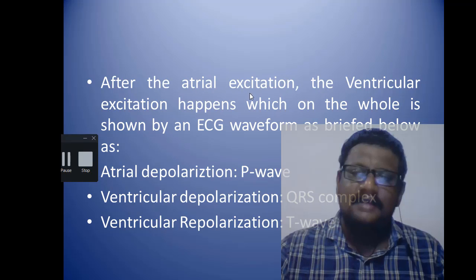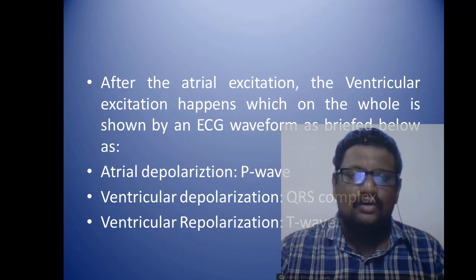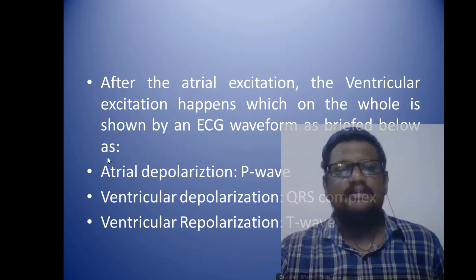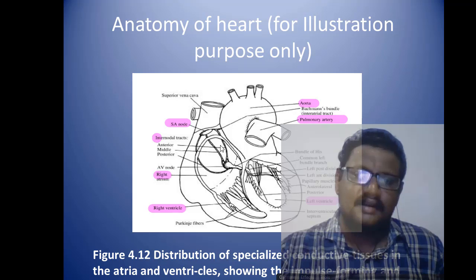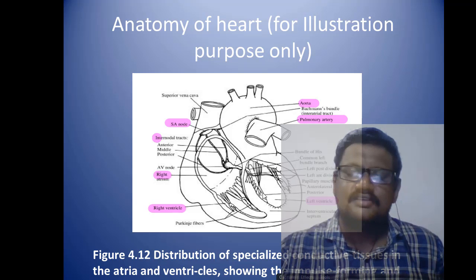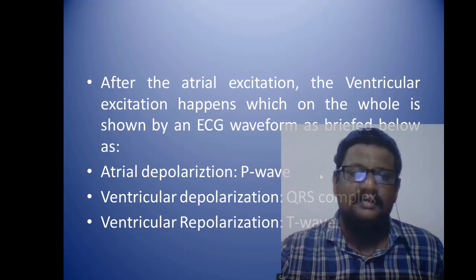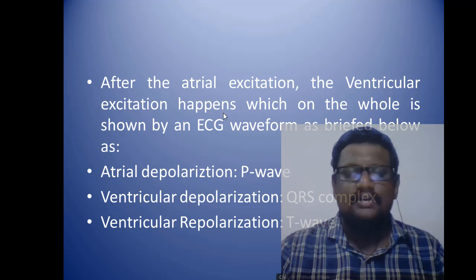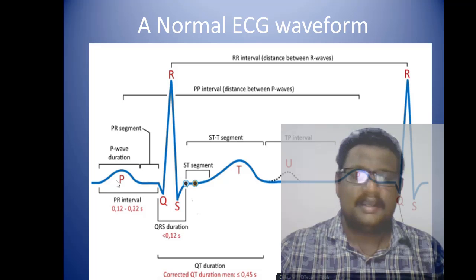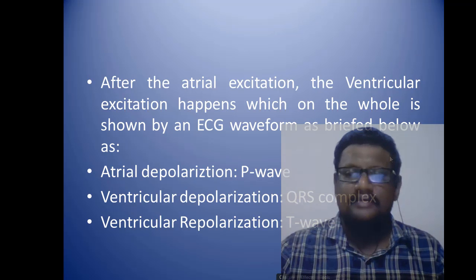After the atrial excitation, the ventricular excitation happens, which on the whole is shown by the ECG waveform as described below. So after the atria gets excited, next the ventricles should get excited. That is what is given in the sentence here. After the atrial excitation, the ventricular excitation happens, which on the whole is shown by the ECG waveform. The entire ECG waveform is nothing but atrial excitation and ventricular excitation.